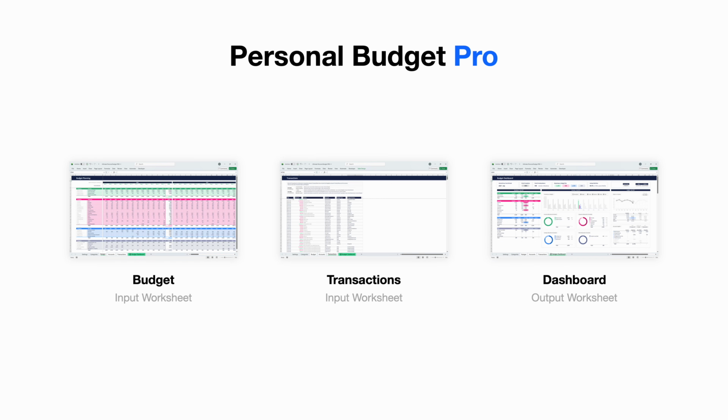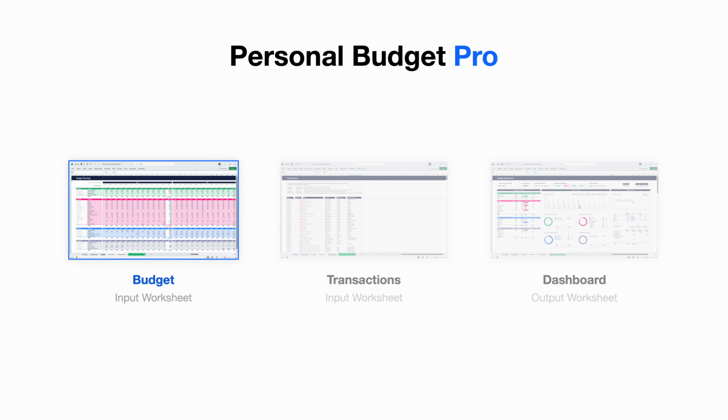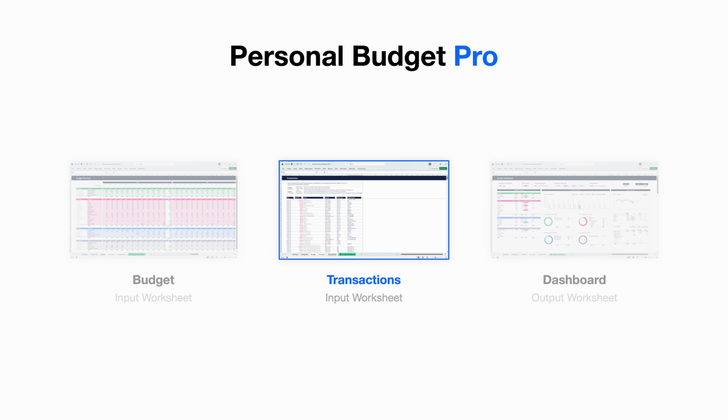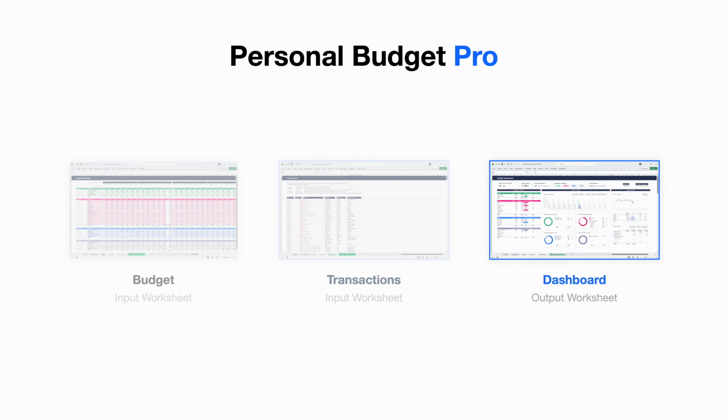Let's take a look at the new extensions we added to the Pro version of the personal budget. The overall logic and simplicity of the template structure is still the same as in the base version, with two input worksheets, one to plan the budget and one to track all transactions, and the interactive dashboard as the main output worksheet where all the entered data is automatically brought together, analyzed, and visualized.